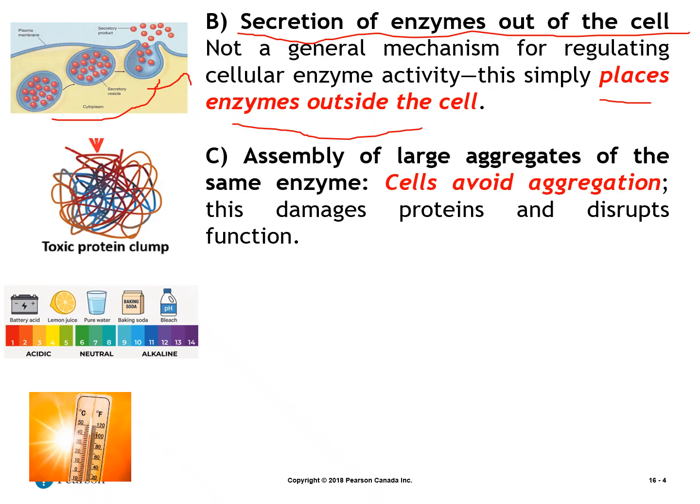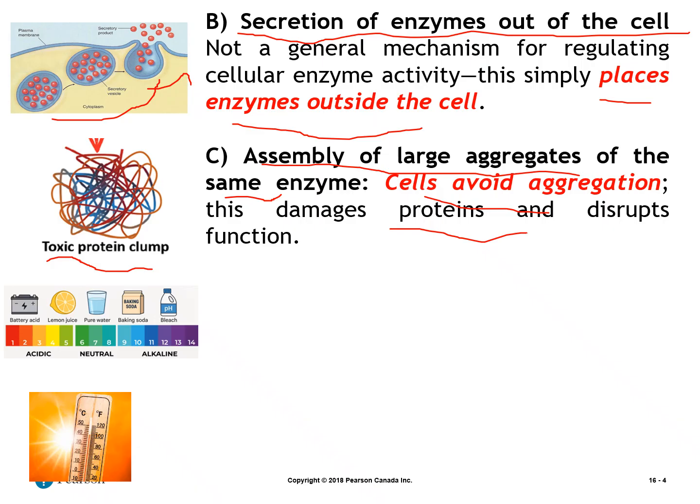The next option is C, assembly of large aggregates of the same enzymes. Something that happens in multiple diseases is that when you have clumps of proteins all put together, they are not assembled in the correct way. These become non-functional and can create diseases. So large aggregates of the same proteins are something that cells generally try to avoid, because it can damage the protein function and the proteins, and this can actually become a disease. Okay, so B and C just don't work.